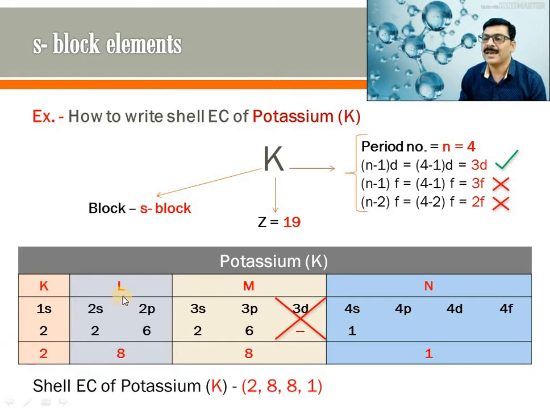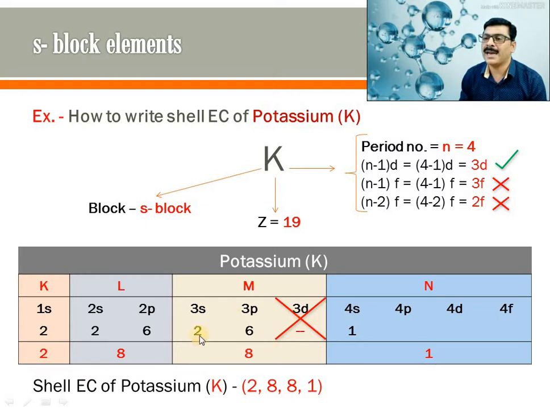Then L shell. L shell contains 2s and 2p orbitals. S orbital has 2 electron capacity, p orbital has 6 electron capacity. So total 8 electrons are present in L shell. Then M shell. M shell contains 3s, 3p and 3d. But 3d you have to ignore here.